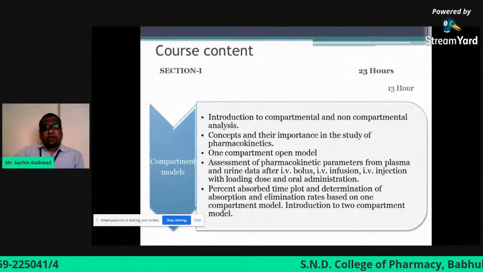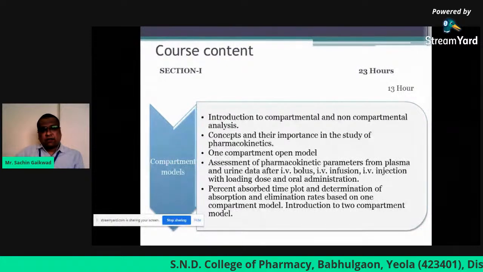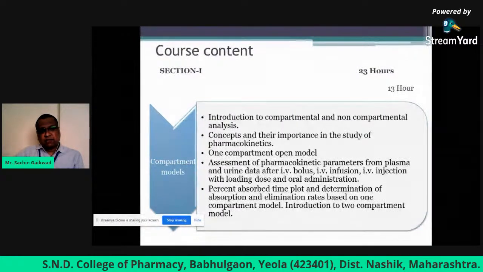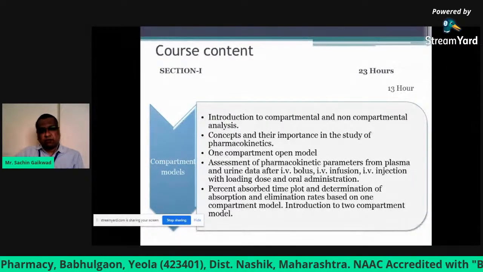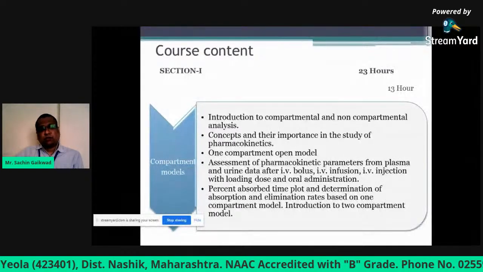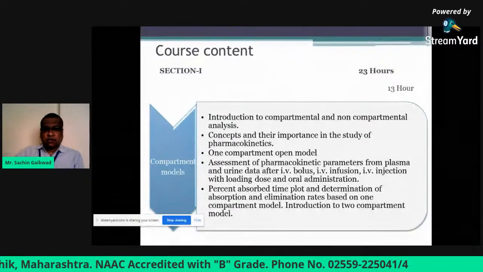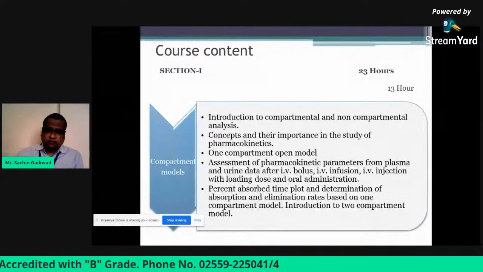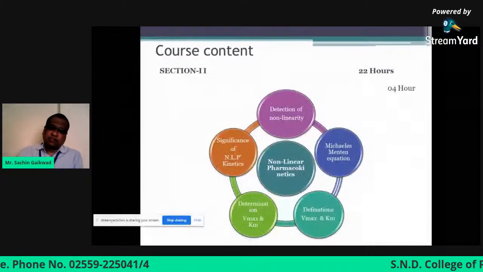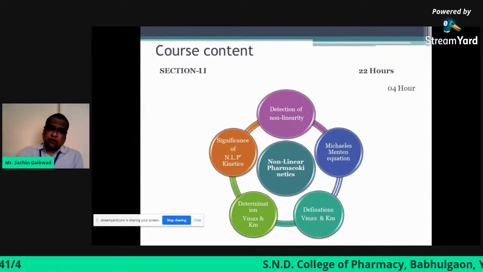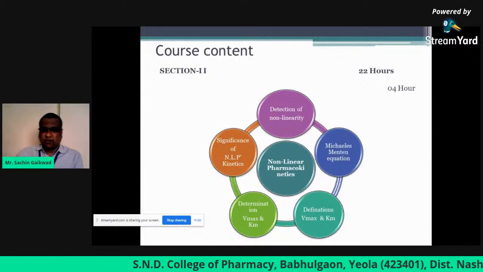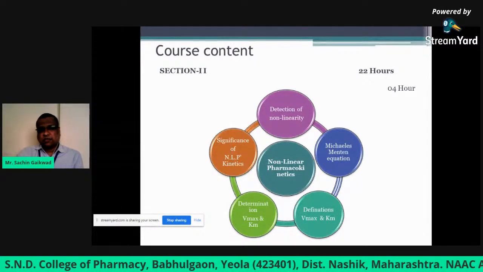After that, a percent absorbed time plot and determination of absorption and elimination rate based on the one compartment model. Introduction to the two compartment model, likewise. In this way, the first section is completed. Now we will move towards the second section. For that, 22 hours are allotted by the university.